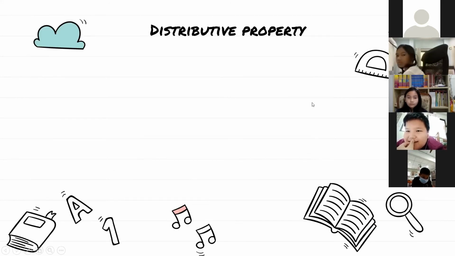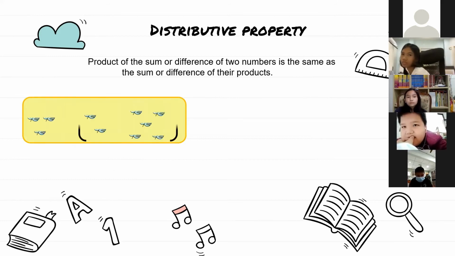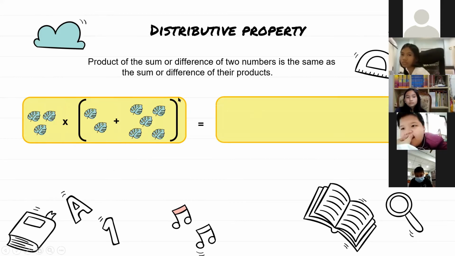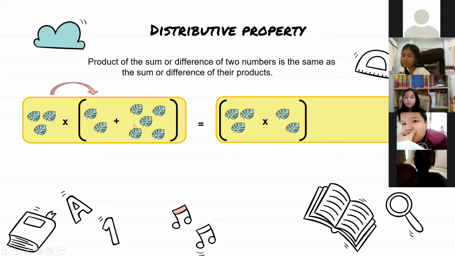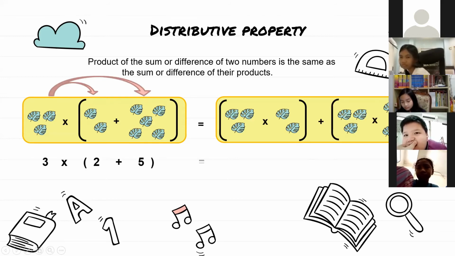So let's go on with distributive property. The product of the sum or difference of two numbers is the same as the sum or difference of their products. Okay, it's like this. This is a little bit harder. So it will be 3 times 2, plus 3 times 5. Get it? Okay, it will be like that.